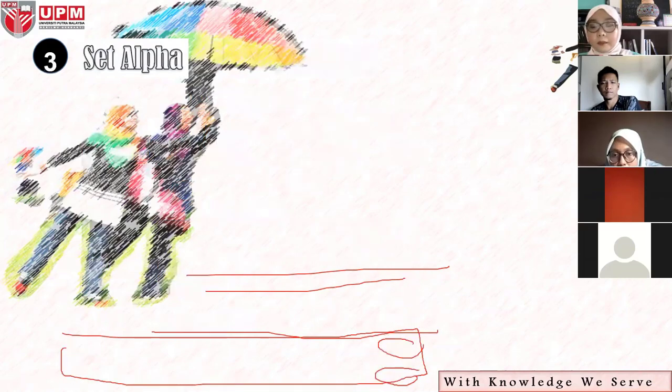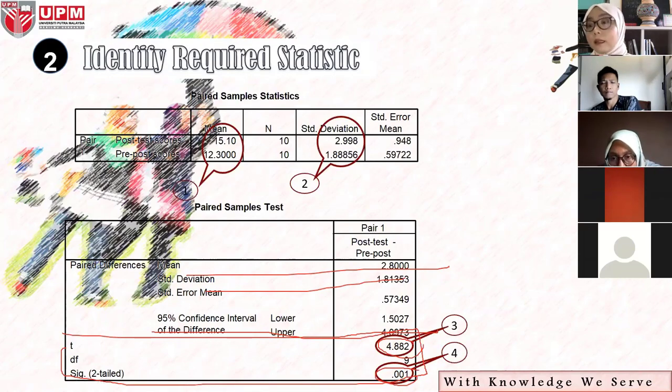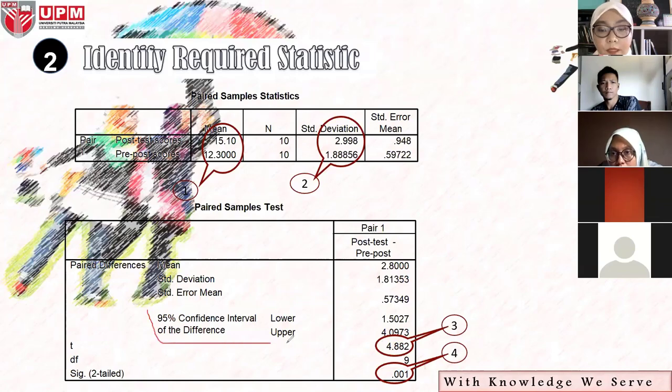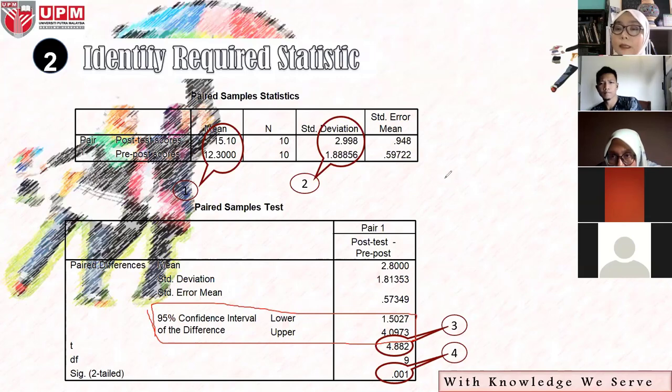As I mentioned just now, as an alternative, you can also report the confidence interval. This one, the confidence interval. To make a decision based on the confidence interval, simply find the location of zero. Based on this range, lower bound, upper bound, is zero located within or outside?